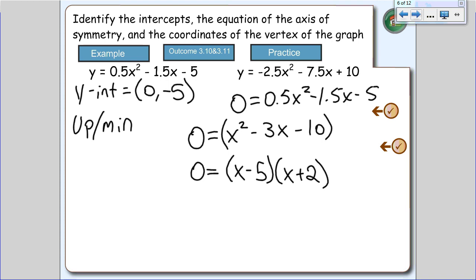Good question. You don't need to divide out a half because we changed our a value to 1 before we factored it. Very good question. As long as your a value is 1 when we factor, you're good.